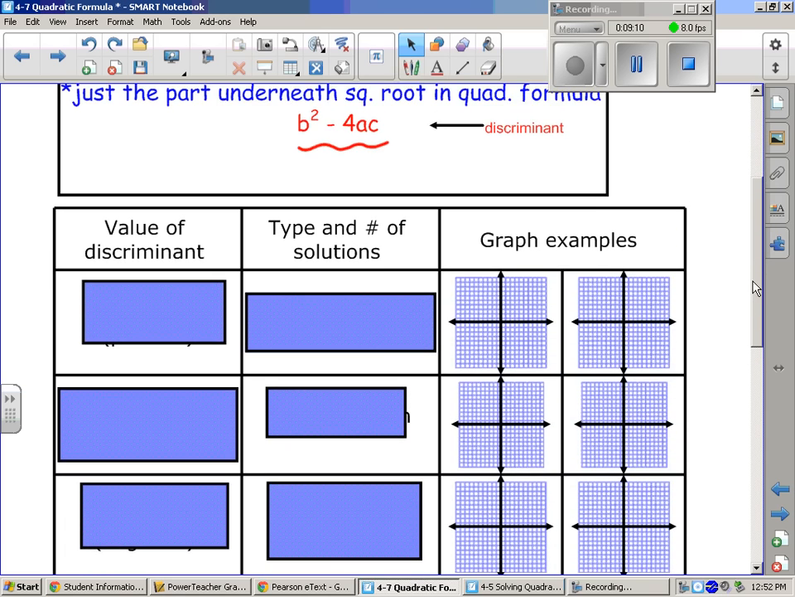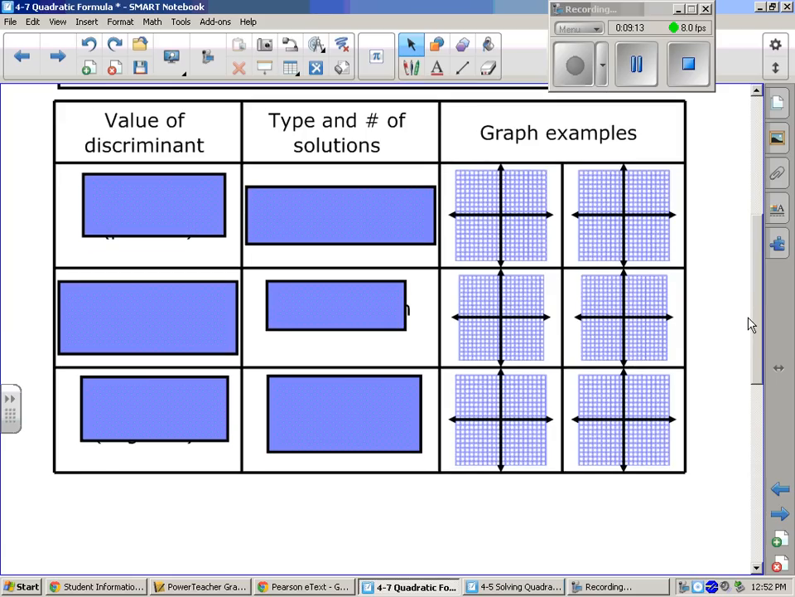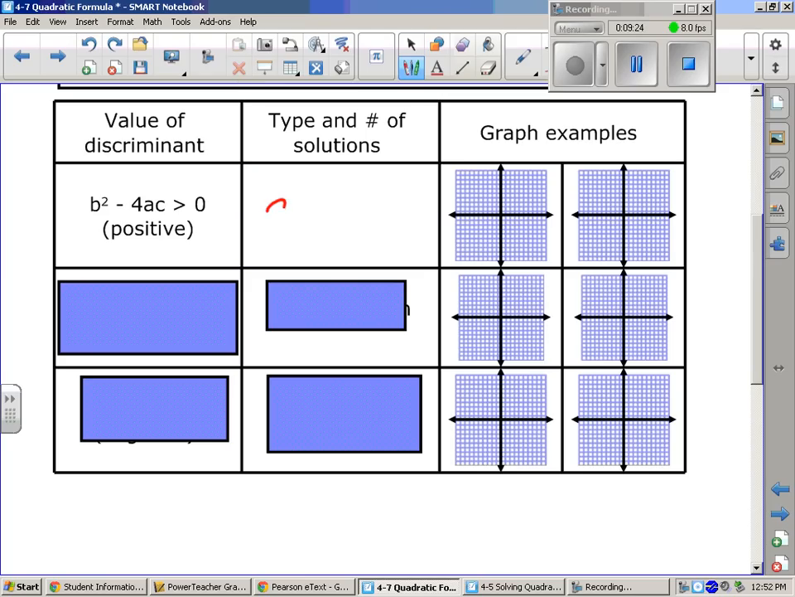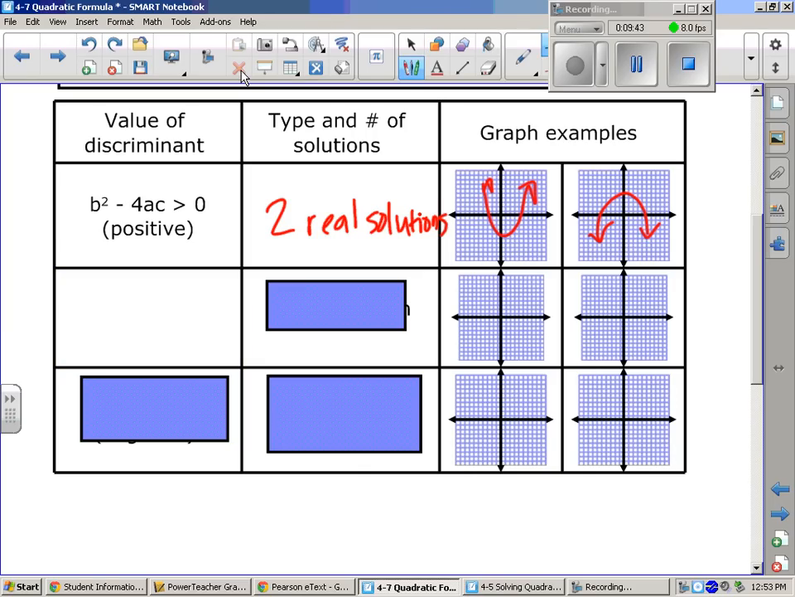So I'm going to give you a little table here to help you categorize your answer. So what we will do is simplify the b squared minus 4ac. And if you get a positive answer, what that means is you have 2 real solutions. It means that your parabola does cross the graph twice, okay, at 2 different places. If you were to ever get a discriminant value that is equal to 0, that's kind of a unique situation.